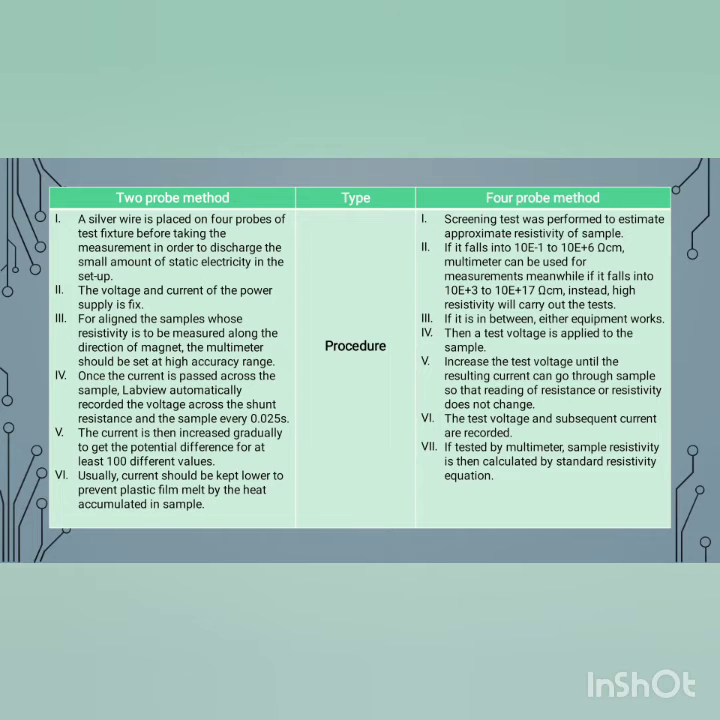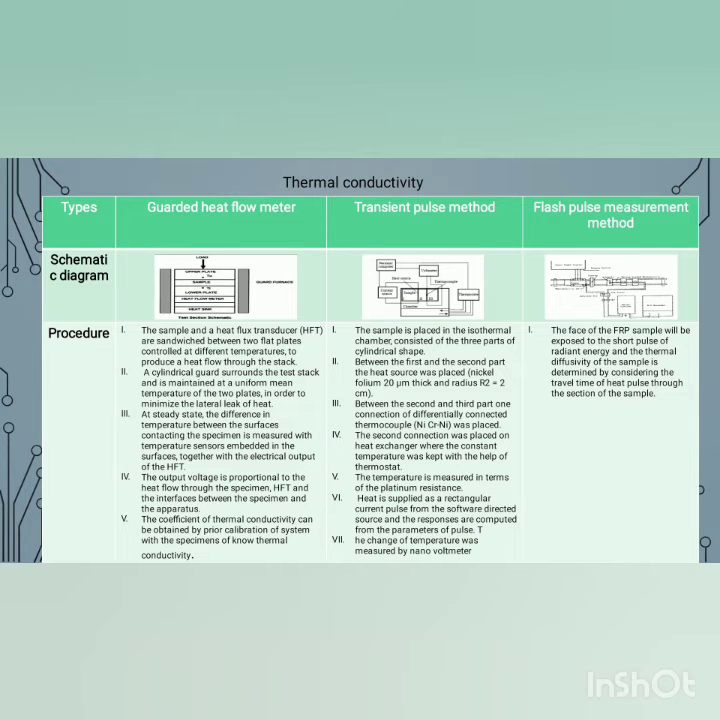For a line, the sample whose resistivity is to be measured is placed along the direction of the magnet. The multimeter should be set at a high accuracy range. Once the current is passed across the sample, LabVIEW automatically records the voltage across the shunt resistance and the sample every 0.025 seconds. The current is then increased gradually to get the potential difference for at least 100 different values. Usually, current should be kept low to prevent the plastic film from melting due to heat accumulated in the sample.